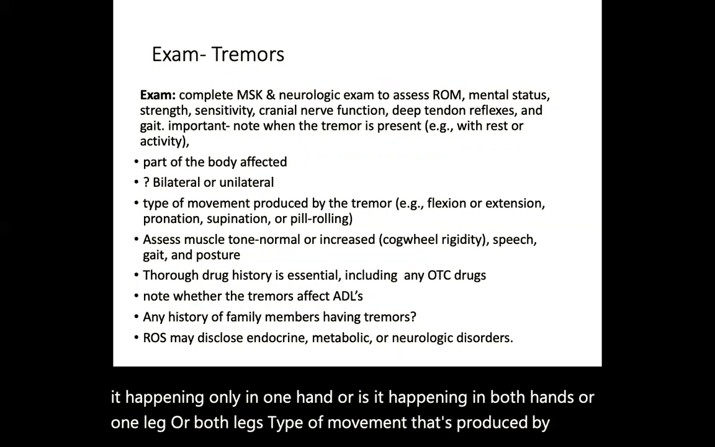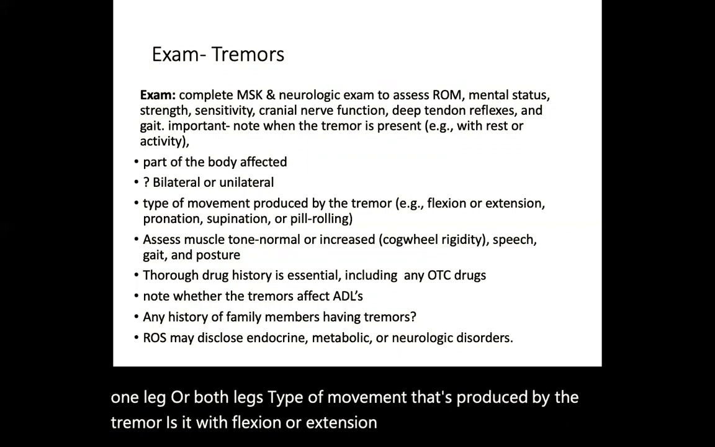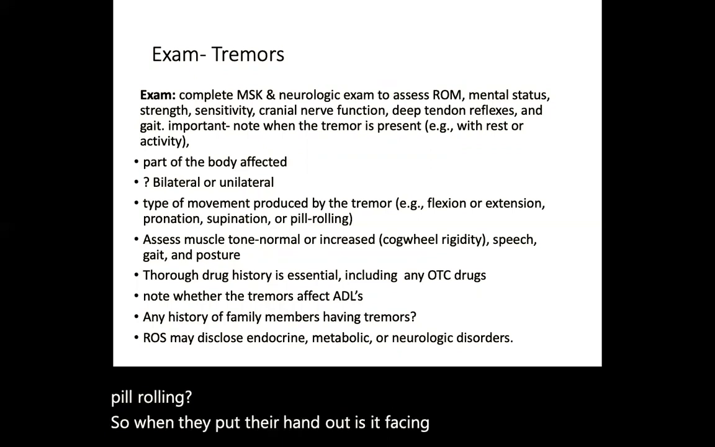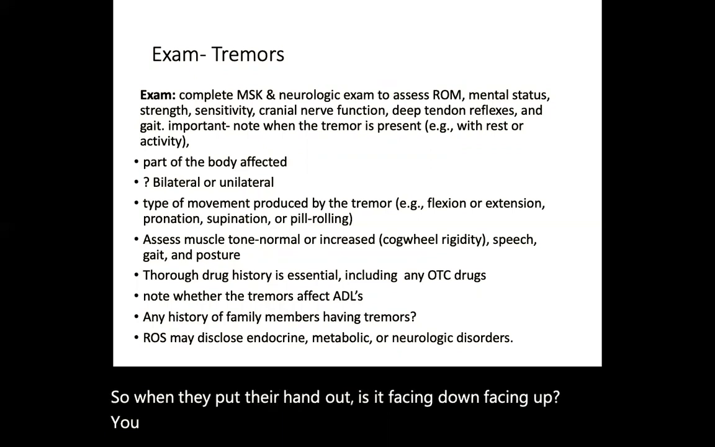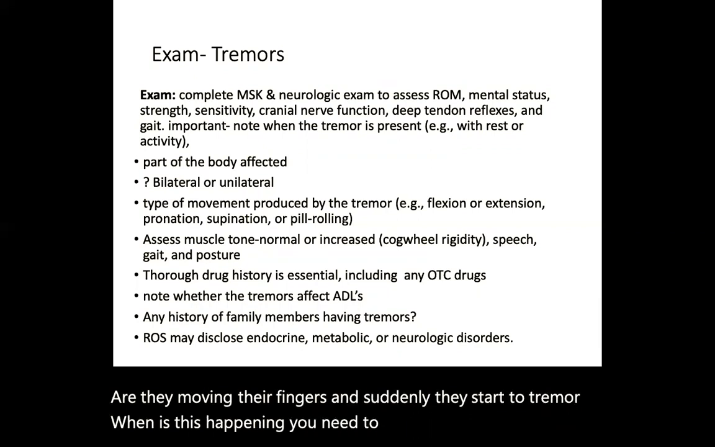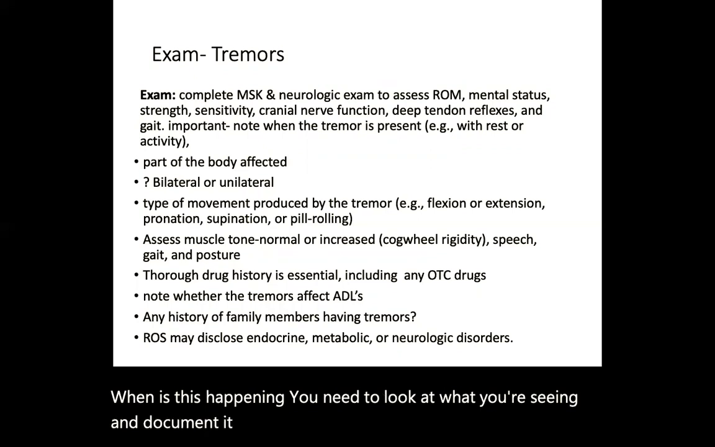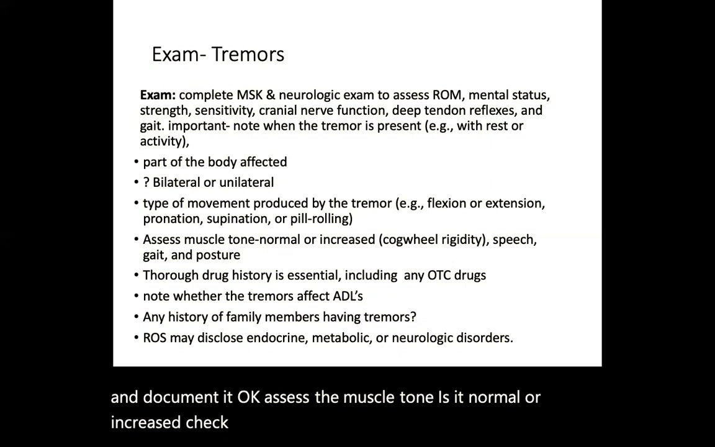Is it with flexion or extension, pronation, supination, or pill rolling? When they put their hand out, is it facing down or facing up? Are they moving their fingers and suddenly they start to tremor? When is this happening? You need to look at what you're seeing and document it. Assess the muscle tone. Is it normal or increased? Check their speech, their gait, and their posture.